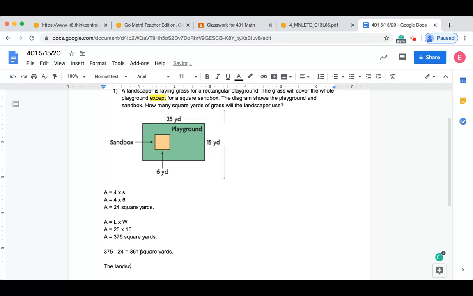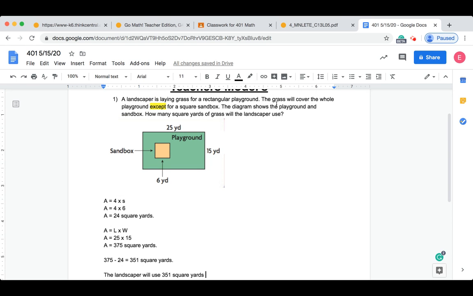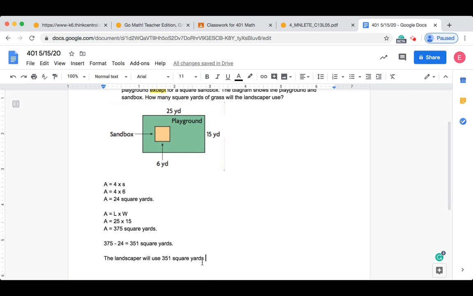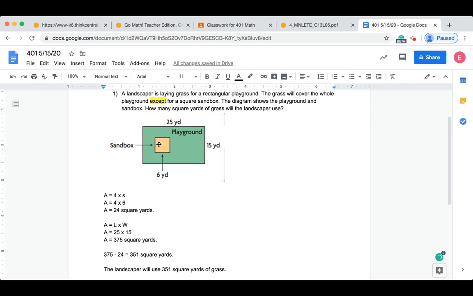The landscaper will use 351 square yards. And we'll look back up to see how many square yards of grass. So I know the landscaper will use 351 square yards of grass. So first, we find the area of the object on the inside, then we find the area of the total box, and then we subtract.